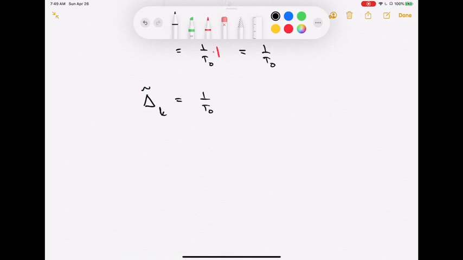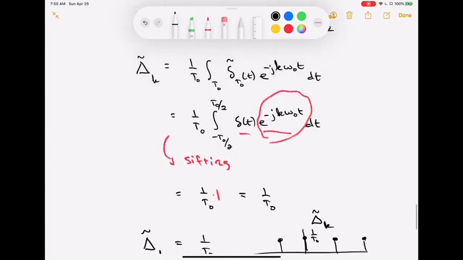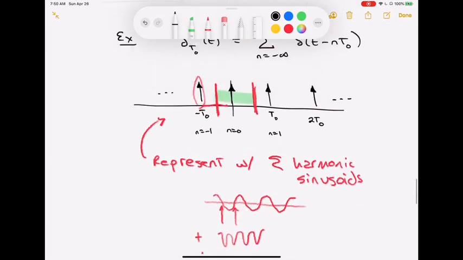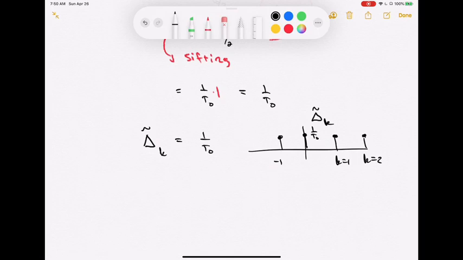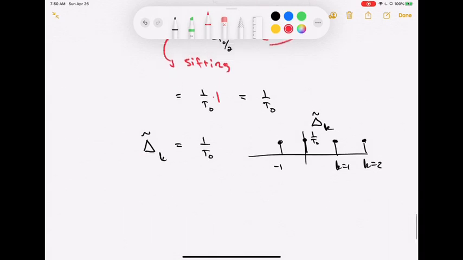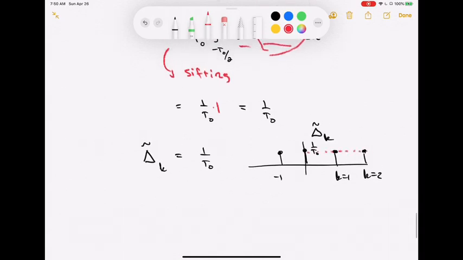They're just all constant. If I was going to plot those out, I would have a value 1 by t naught at DC, 1 by t naught at k equaling 1, and at k equaling 2, and at k equaling minus 1, and so forth. This is my cap delta tilde sub k. So this is kind of an interesting example. Take a look at what we had. We had a continuous time delta train, and we looked at what it is in the frequency domain, and it's a delta train of its own sort in the frequency domain. And furthermore, you'll notice that the amount of content is flat.